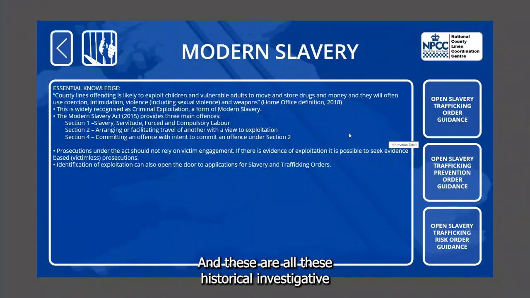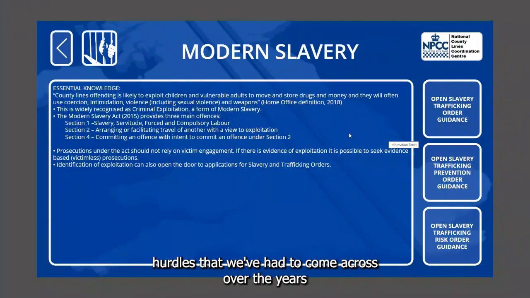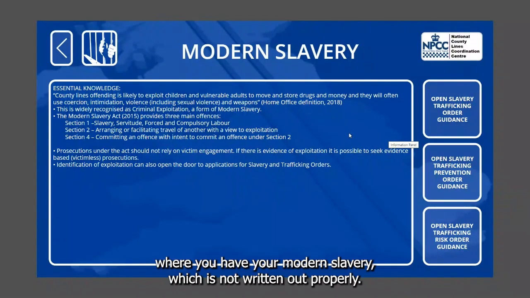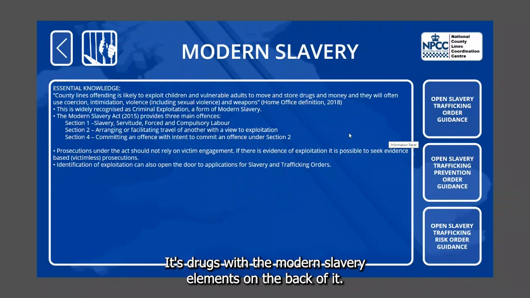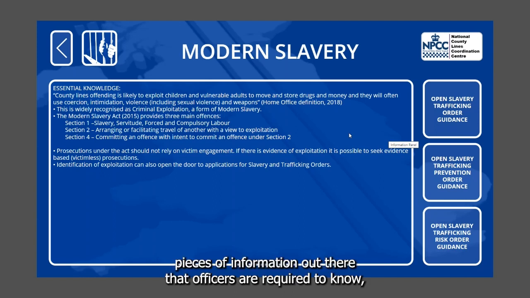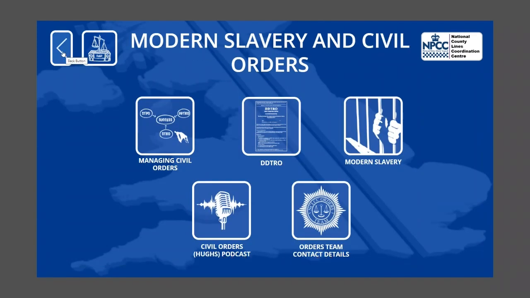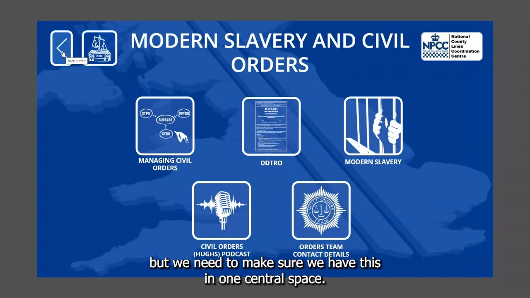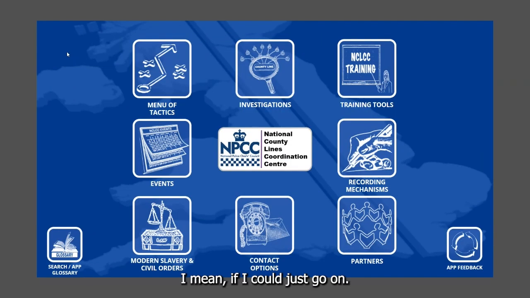And these are all these historical investigative hurdles that we've had to come across over the years, where you have your modern slavery, which is not written up properly. It's drugs with a modern slavery element on the back of it. The CPS, their 4-stage code test. And there's so many pieces of information out there that officers are required to know, that we needed to make sure we had this in one central space. And if I could just go on.